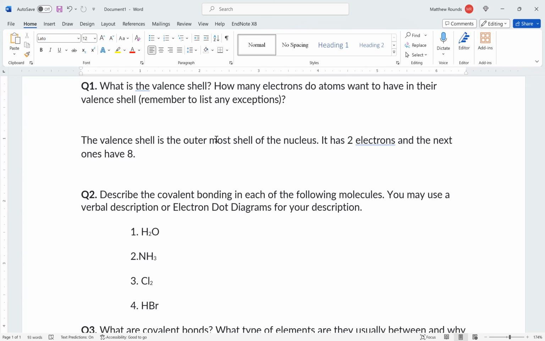Describe the covalent bonding in each of the following molecules. You may use a verbal description or electron dot diagram. We're going to use the verbal description, otherwise drawing that could be tricky. So the first one is water, H2O. Why don't you do a quick search for H2O and covalent bonding type and see what comes up for that. It's basically everything that's highlighted there.